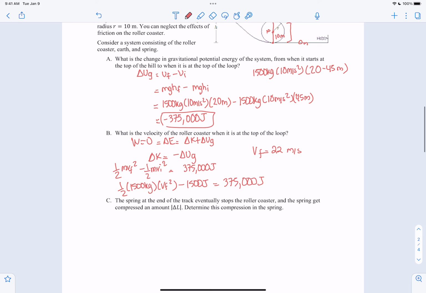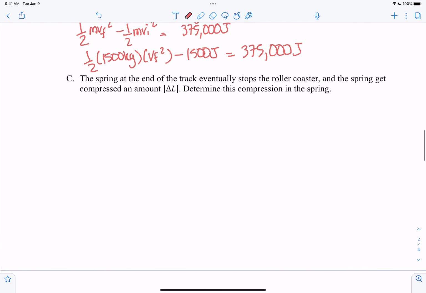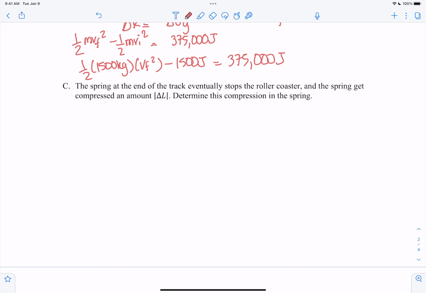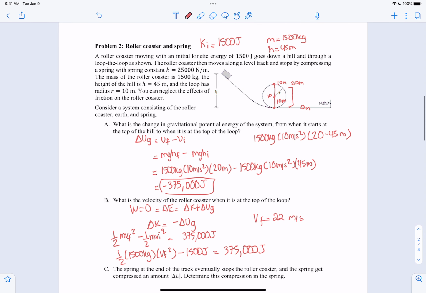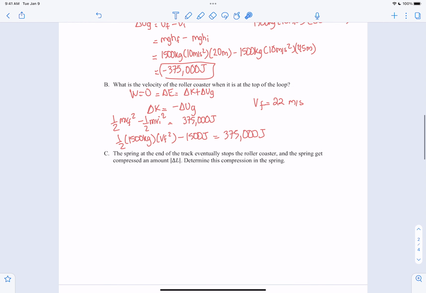Anyway, part C is now asking us for probably the most difficult step of them all. It's saying the spring at the end of the track eventually stops the roller coaster and the spring gets compressed an amount equal to delta L. Determine the compression of the spring. So this is where I was talking about earlier where you have to break things up into different pieces. First of all, we started up at the top here and then we went through this loop, got up to 20 meters here, and now we're down back here at the bottom at 0 meters, and now we're traveling this way.